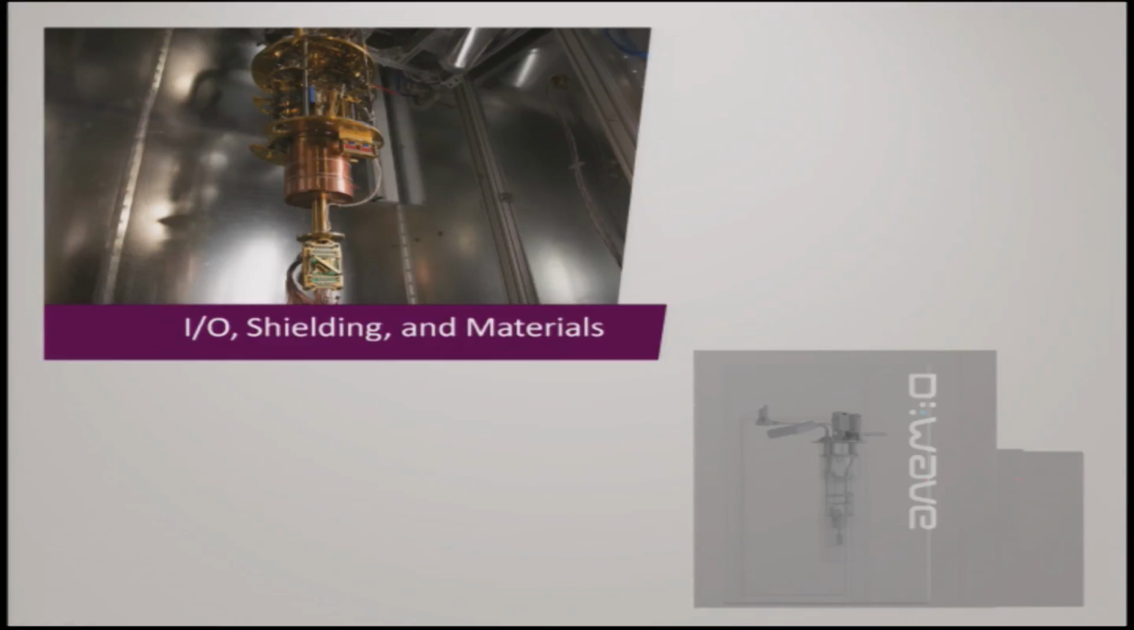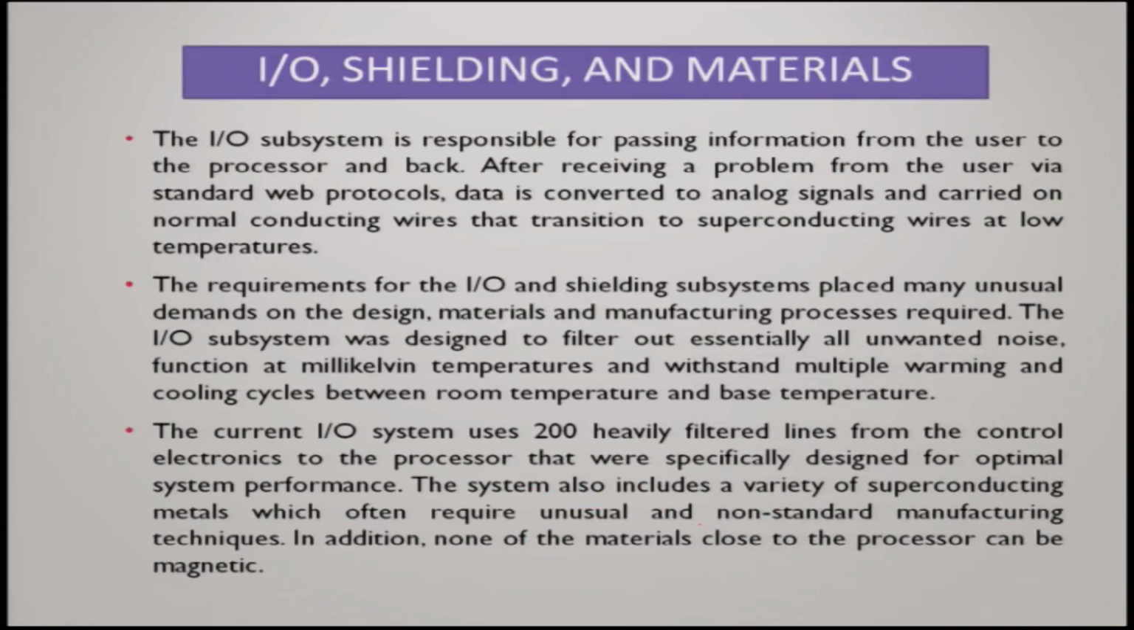So, the main part of the system definitely relies on the input output shielding and the materials, and this, by the way, is the logo of DWave. The IO system is responsible for passing information from the user to the processor and back. After receiving a problem from the user via standard web protocols, the data is converted to analog signals and carried on normal conducting wires that transition to superconducting wires at low temperatures.